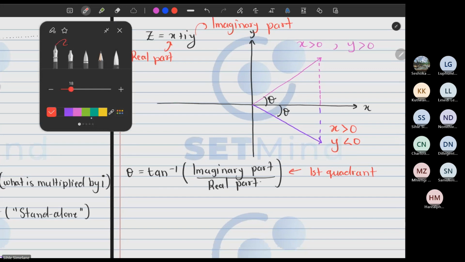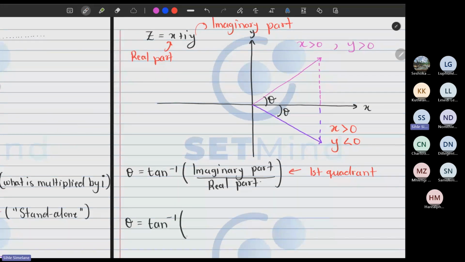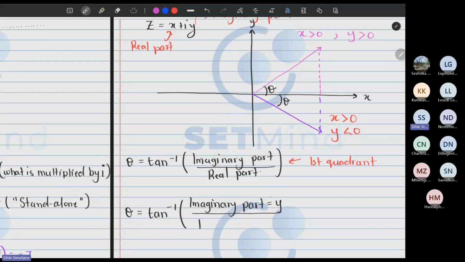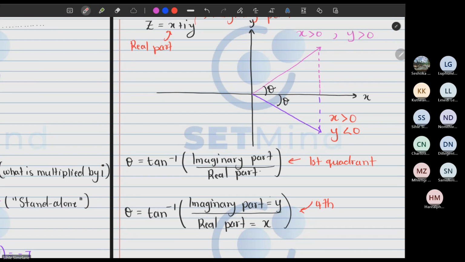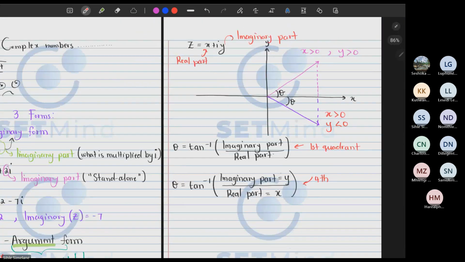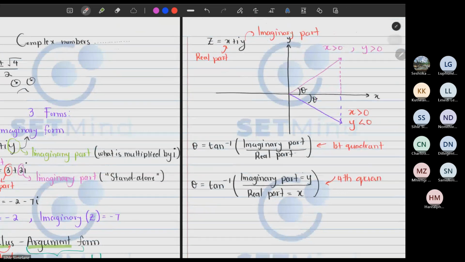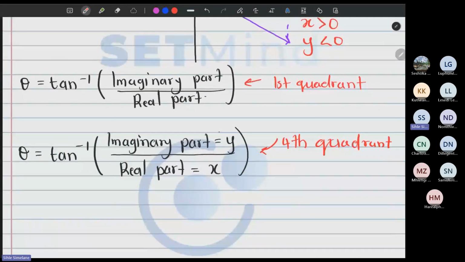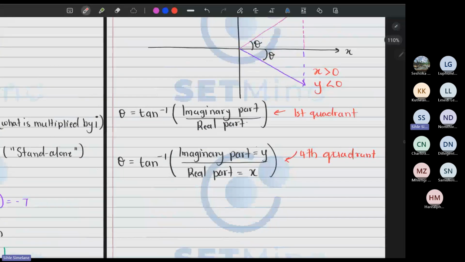I need you to be careful. Theta is still the arctan of the imaginary part, which is just y, divided by the real part, which is x in our case. And this will apply in the fourth quadrant also. So meaning as long as you're in the fourth quadrant, you just do arctan of y over x.